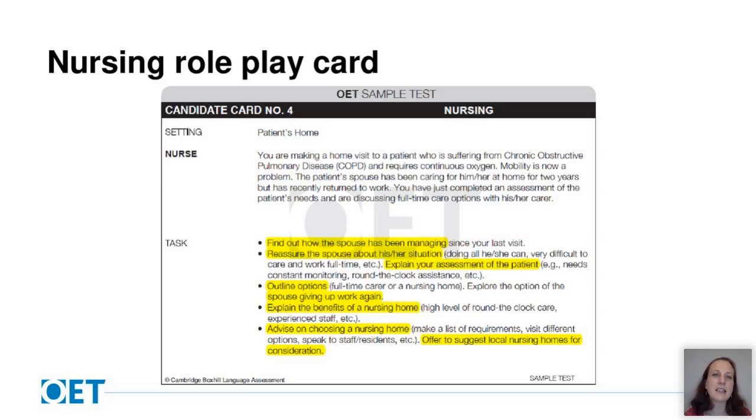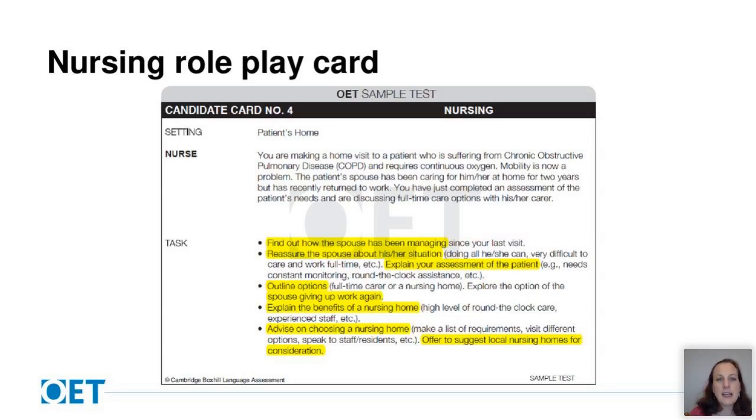So the 5 tasks are to find out how the spouse has been managing, to reassure the spouse about his or her situation and explain your assessment of the patient, to outline options, including the option of the spouse giving up work again, to explain the benefits of a nursing home, and finally to advise on choosing a nursing home and to suggest local nursing homes for consideration.